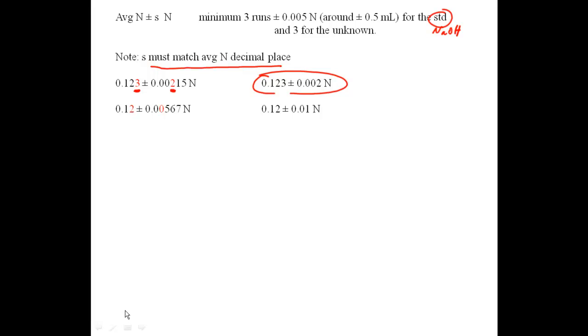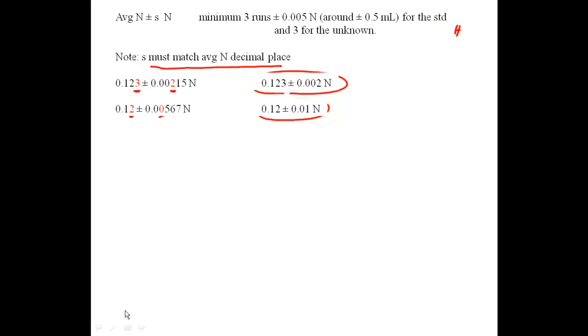Here's another example. 0.12, this is only to the hundredths place, and I measured my standard deviation to be 0.00567. So once again here, I need to match them. This is to the hundredths place, so therefore my standard deviation cannot be any more than to the hundredths place. Now, it can be less. I can have less accuracy on my error analysis than on my measured value, but I can't have more accuracy on my error analysis than my measured value. So I would round this off and make it 0.12 plus or minus 0.01 normality.